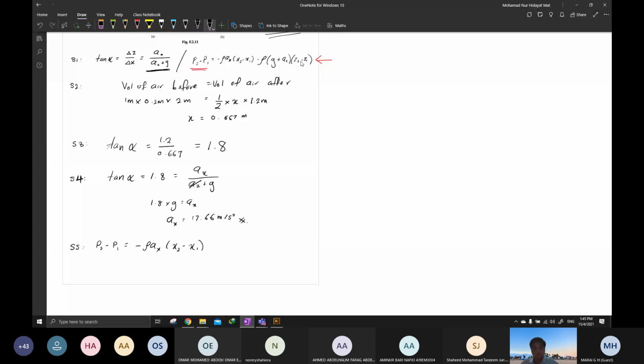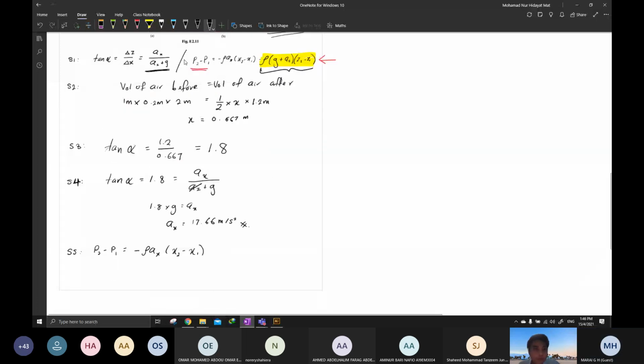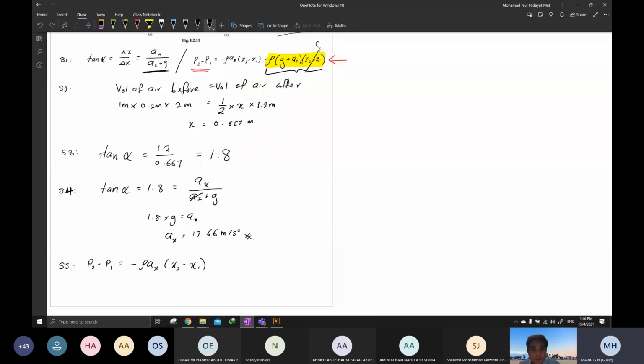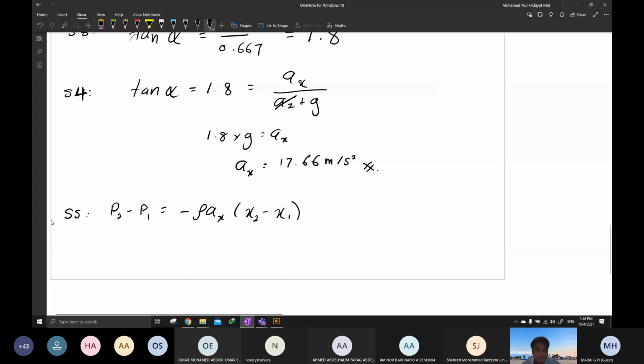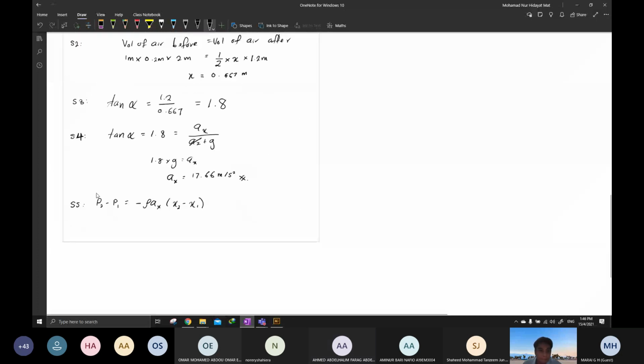What do you think of this term? Is it 0? Yes, I think zero. Why 0? Is there any motion in the z direction? No, there is no motion. Can you see only the x component? So z2 minus z1 equal to 0. So we can cancel out this term. So what we have here is only this simplified equation. Okay, so far clear? Yes, doctor. All right.